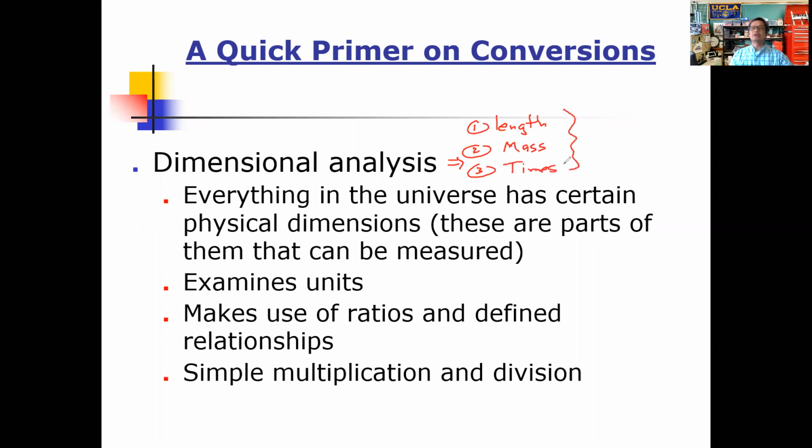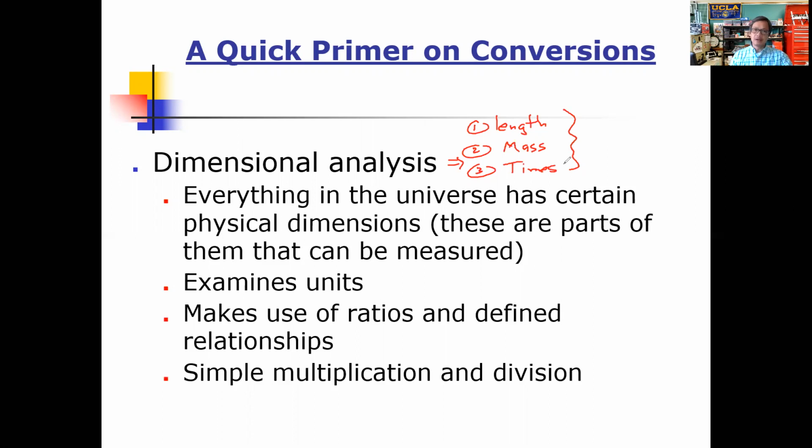So these three are what we refer to as the three basic dimensions of the universe, which means everything in the universe can be defined in terms of its length, in terms of its mass, and in terms of the amount of time that encompasses it. We all have a certain length. We have a certain height. We have a certain width. We all have a certain mass associated with this, and we all have a certain amount of time that we can exist here on Earth. And this is true for everything in the physical universe.